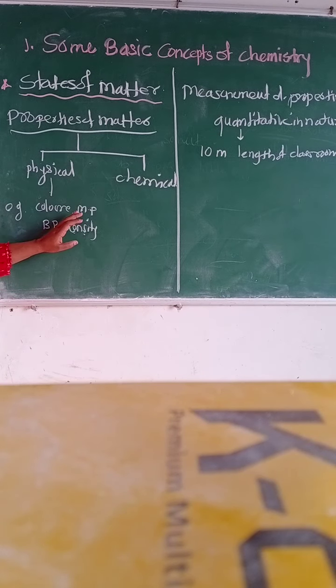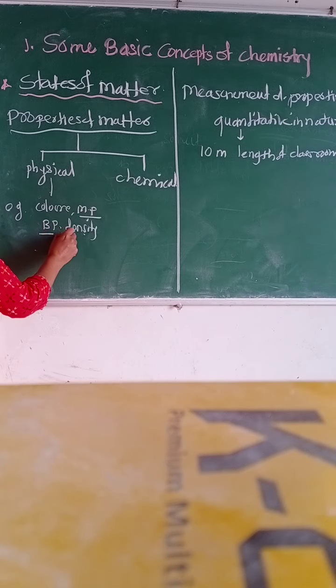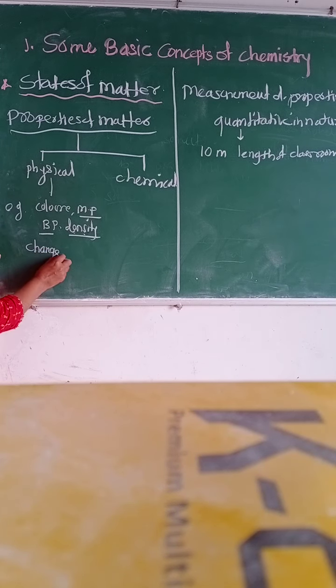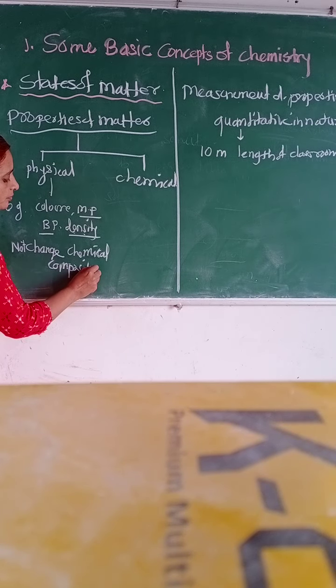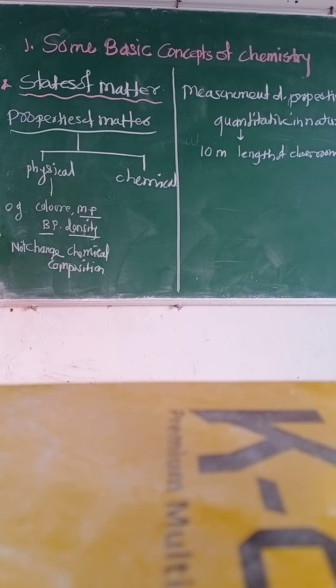See the examples: color, melting point, boiling point, density. These are physical properties. A physical property is one where the chemical composition cannot be changed. Physical properties mean the chemical composition cannot be changed, such as color, melting point, boiling point and density.